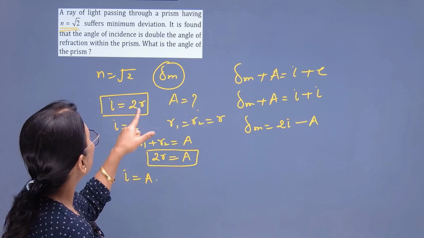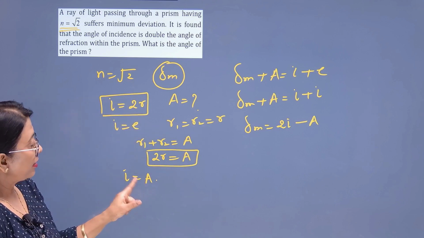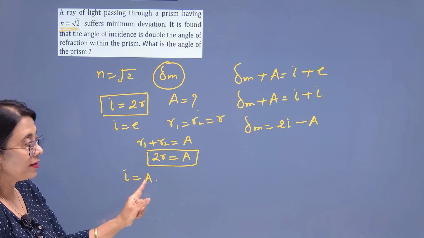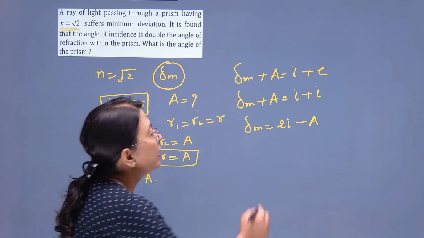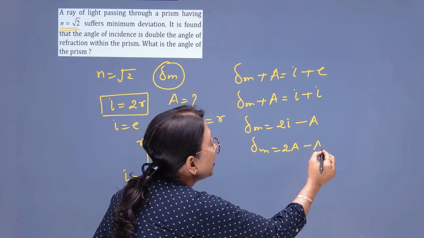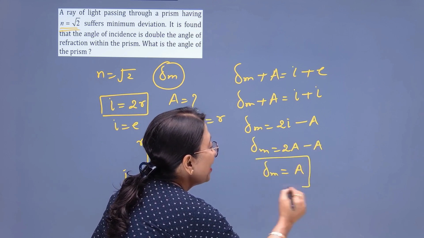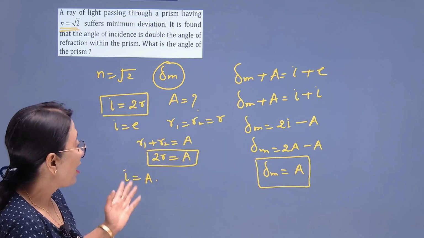2I का मतलब क्या लिखा जाएगा? 2I will be equal to what? यहाँ पे देखो आप. This I was equal to how much? A. यहाँ से देखो. I is equal to A. हम यहाँ पे I को A लिखते हैं. Then del M is equal to what? 2A minus A. That means, very interesting, del M भी कितना आ रहा है? A. Del M भी A आ रहा है और I भी A आ रहा है.